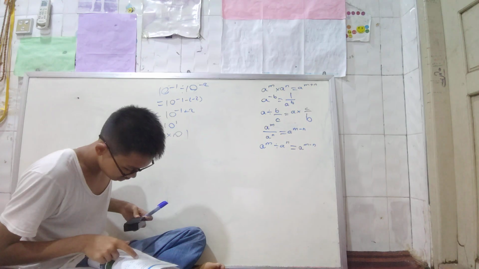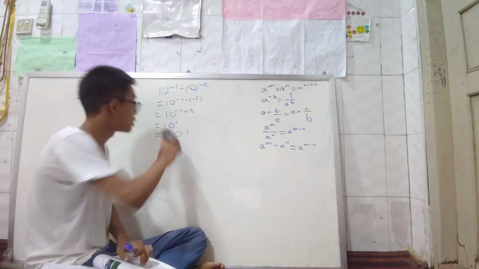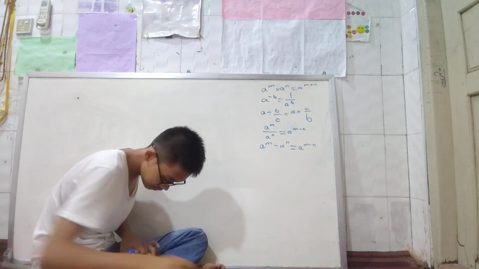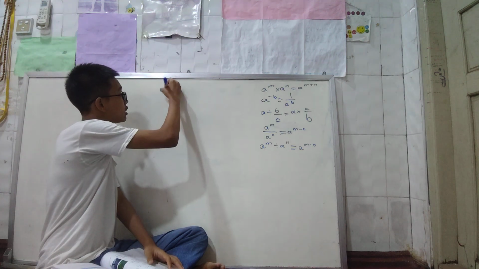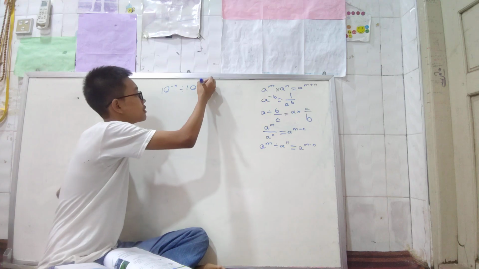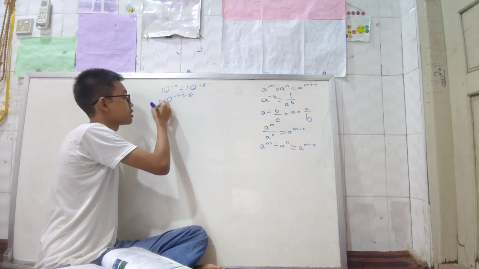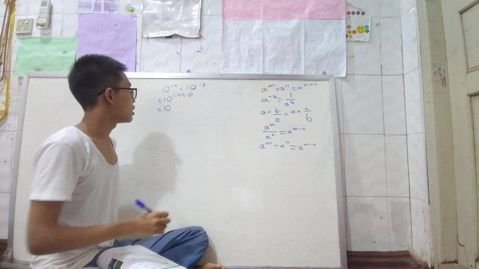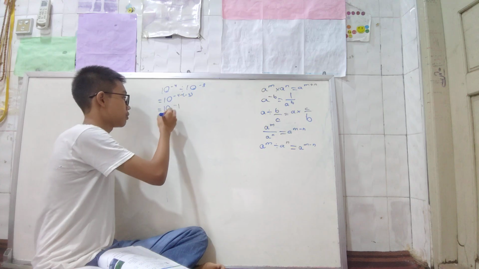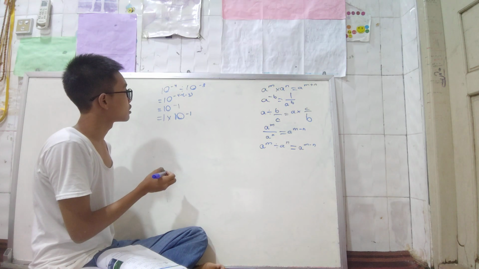The next question is number 12. That's going to be 10 to the power of minus 4 divided by 10 to the power of minus 3. That's going to be 10 to the power of minus 4 minus minus 3, which is minus 4 plus 3, which is negative 1. So 1 times 10 to the power of minus 1.